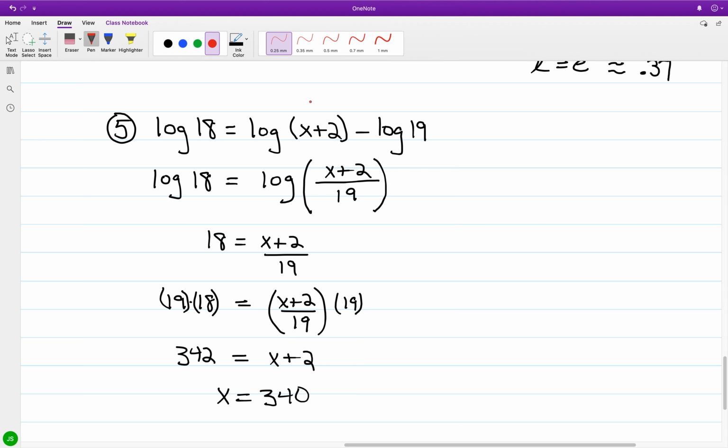And the stipulation is that for whatever we have for x, x plus 2 must be positive. And I think we overwhelmingly have this satisfied. So we have an x at 340. 340 plus 2 is 342, which is positive. So number 5 does have one solution, and that is with x equal to 340.